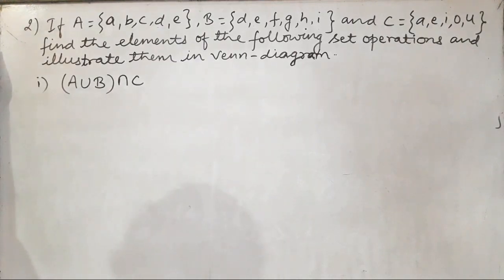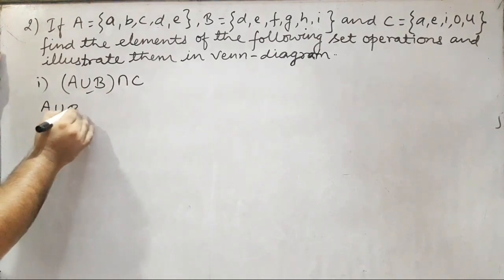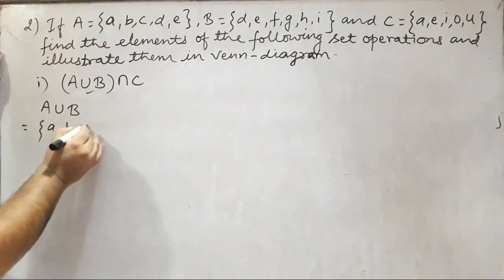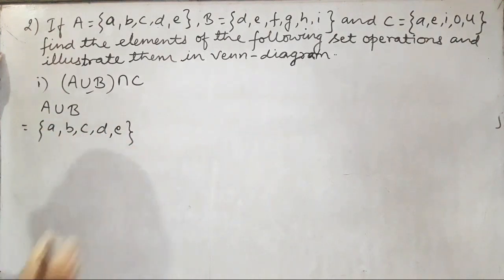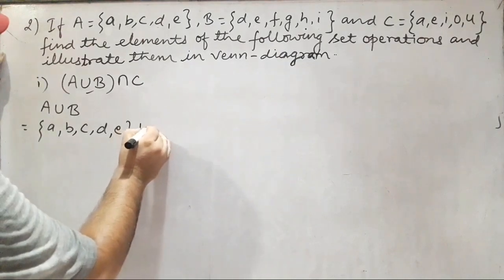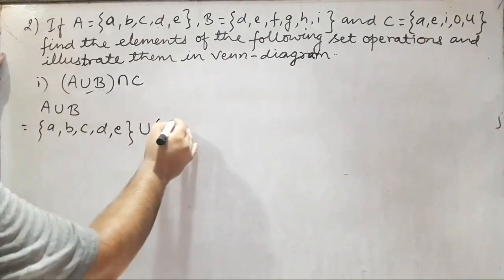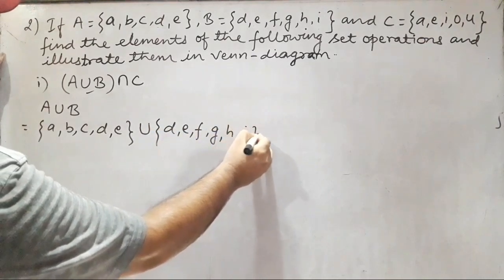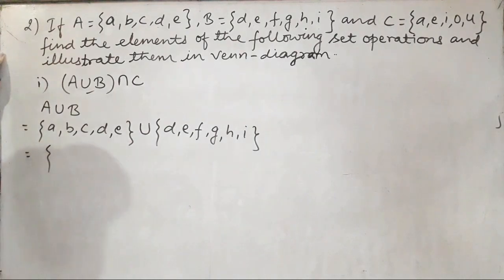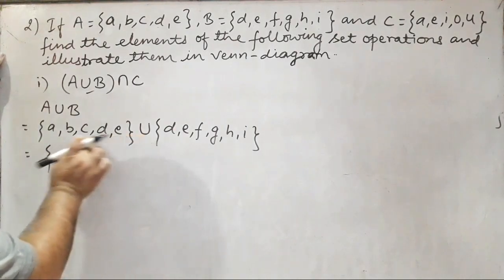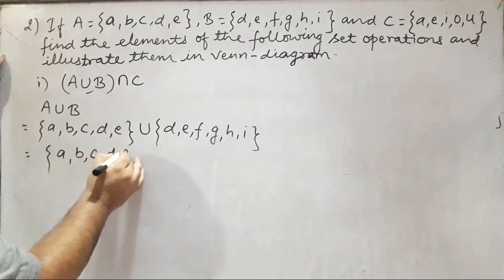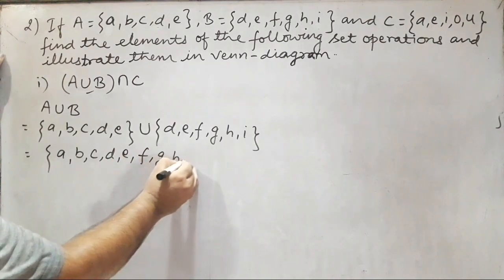(A union B) intersection C. Perform the operation inside the bracket. A union B equals the elements of set A, B, C, D, E union the elements of set B, D, E, F, G, H, I. Since it's the union of these two sets, we shall write down all the elements: A, B, C, D, E, F, G, H, I.